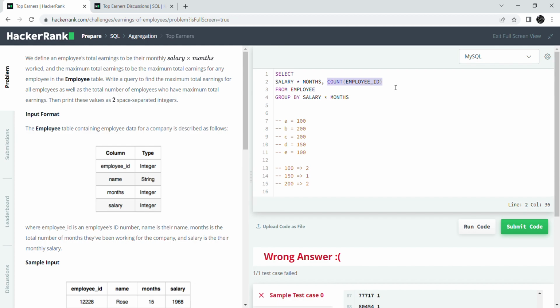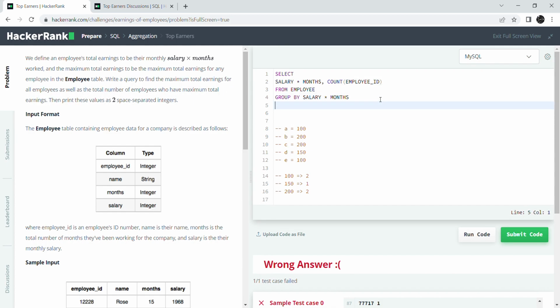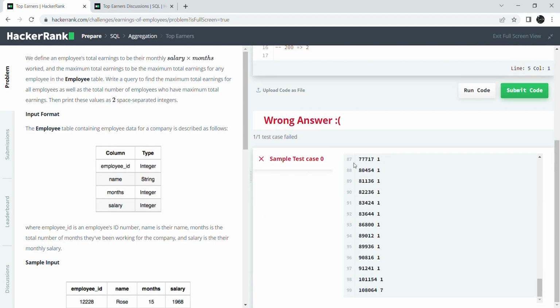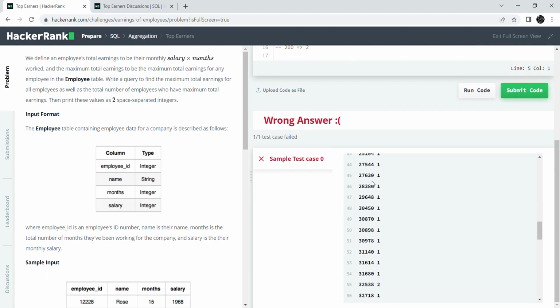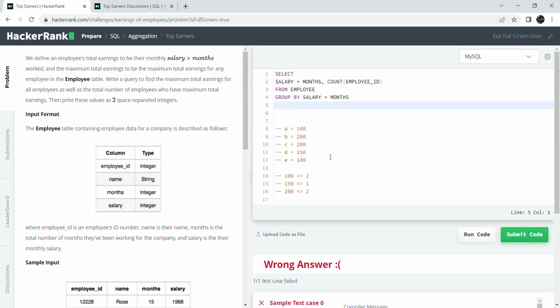We are able to calculate salary into months, that is the total salary, and the number of employees earning that. But we are left with another part of the solution: write a query to find the maximum total earnings for all the employees. To get the maximum total earning we have to do an order by, because by maximum we are trying to sort the data in some way. So order by salary into months, because if I order by salary into months I will get the data from the lowest total salary to the maximum total salary.